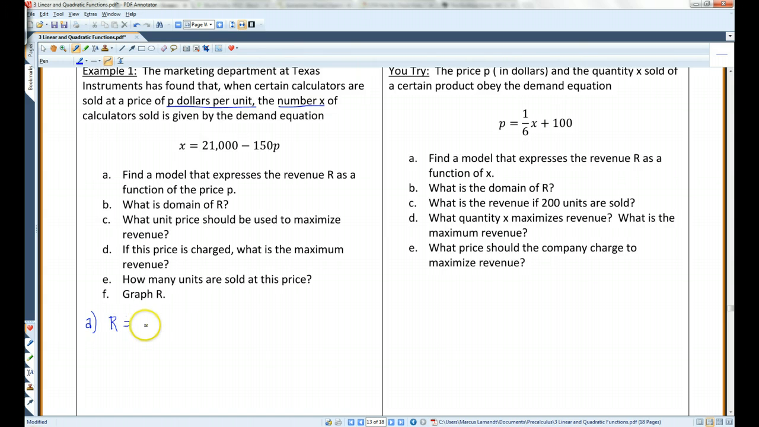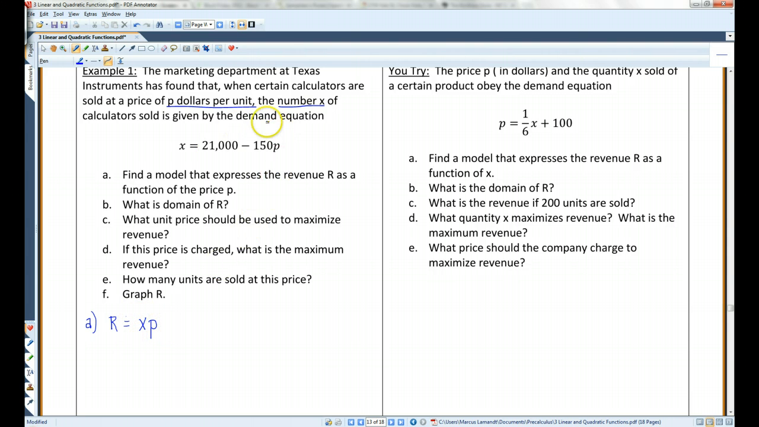is going to be the number of units sold times the price. So for example, if you are selling calculators at $100 per calculator and you sell 5 calculators, the amount of money you make is 5 times 100. If you sell calculators for $10 and you sell 50 of them, then the amount of money you make is 50 times 10. Okay? So your revenue is going to be the number of units sold times the price.